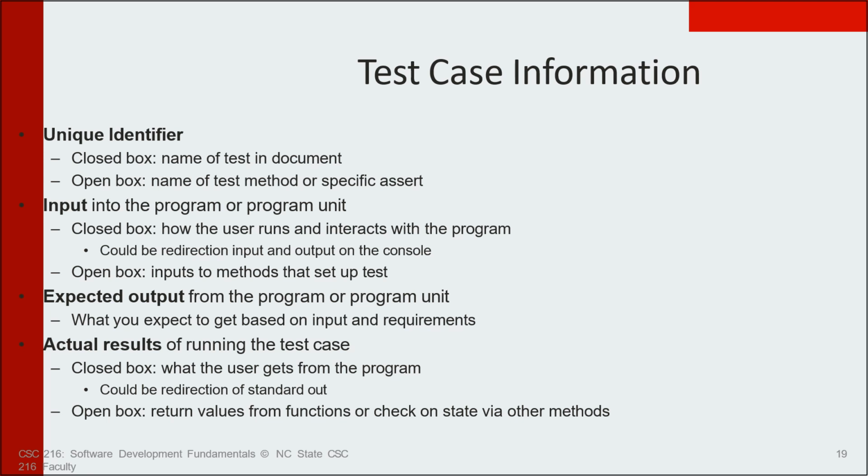Now, with closed box, that's just what the user gets from the program. With open box, you can check various things. You can check the values. You can also check on the state via other methods. You can return the type as well, just figure out what the type is and see if that's correct, things like that. So there's not really a moral difference between system testing and unit testing. It's just that unit testing breaks it down and looks at individual pieces.